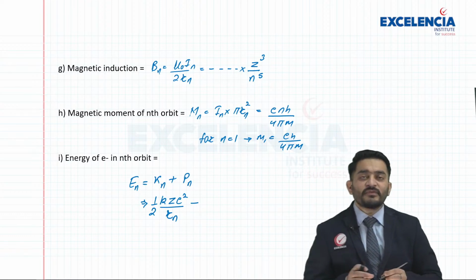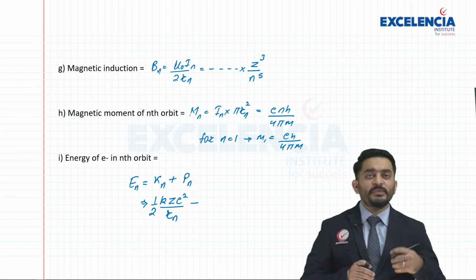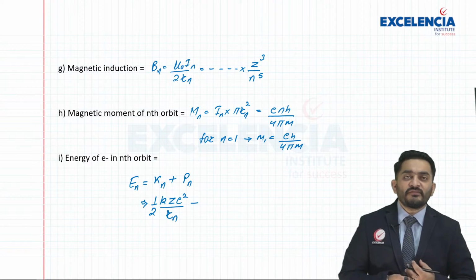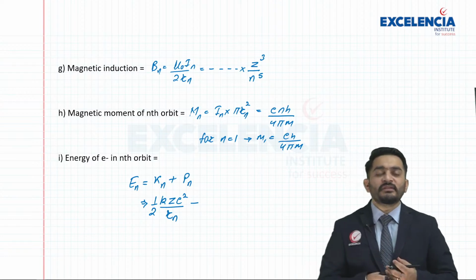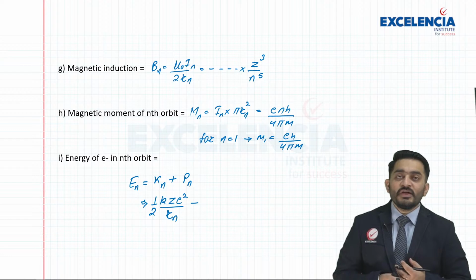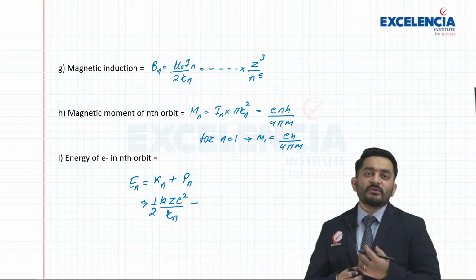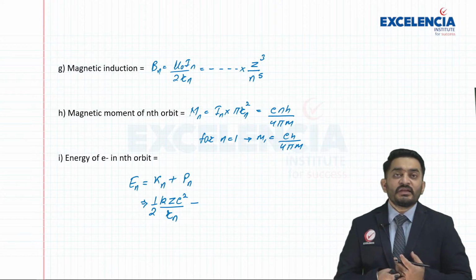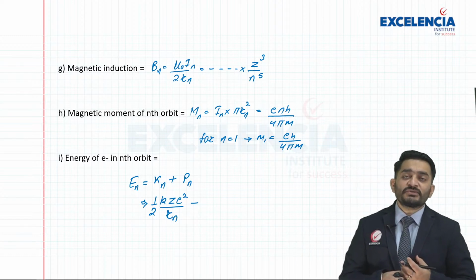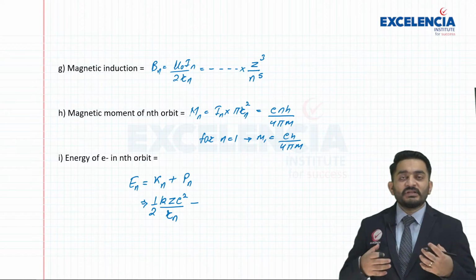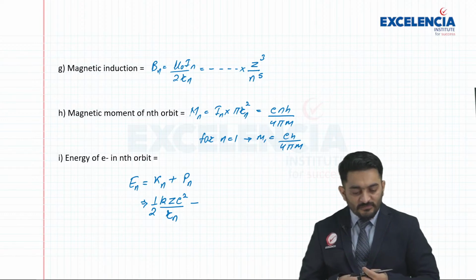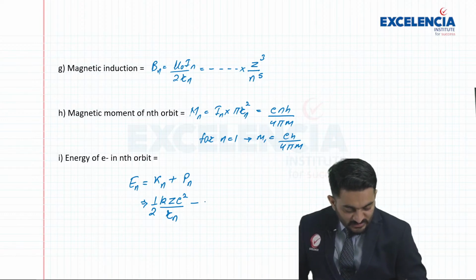Potential energy is always written with a negative sign because I hope you understand that whenever some object is bound to something, the energy is written as negative. So here, when we are talking about potential energy, the electron is bound to the nucleus. In a similar way, gravitational potential energy is also written negative because objects are bound to the surface of the earth.